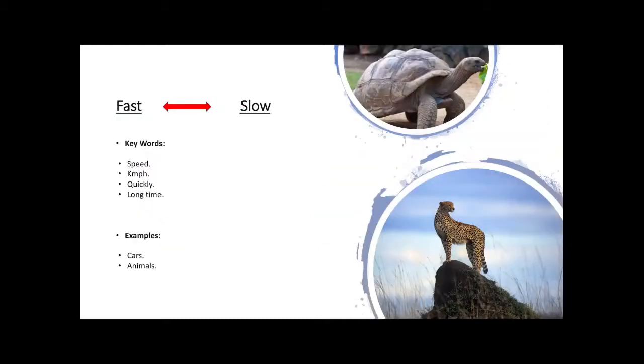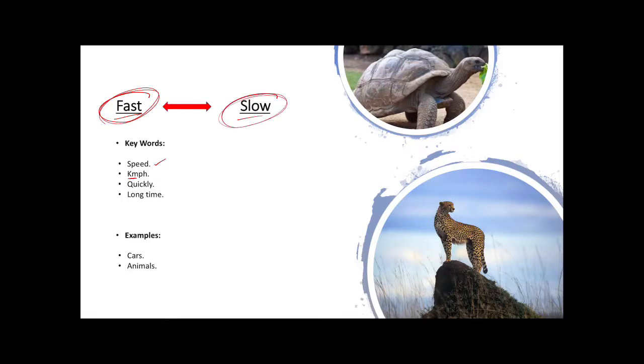Our second set of adjectives are fast and slow. We use these to talk about speed. So kilometers per hour. When you drive to Abu Dhabi, you can drive 160 kilometers an hour. You can drive fast. When you drive in the city centre in Al Ain, you can only drive 80 kilometers per hour. This is slow.